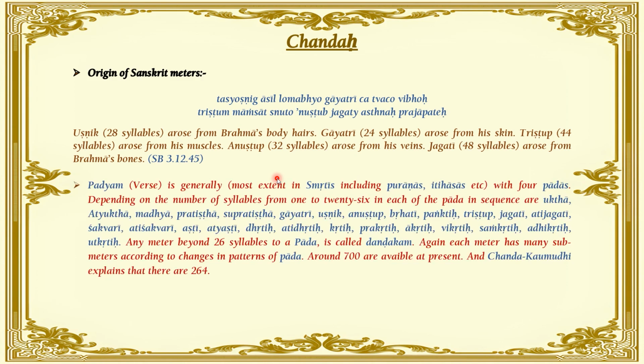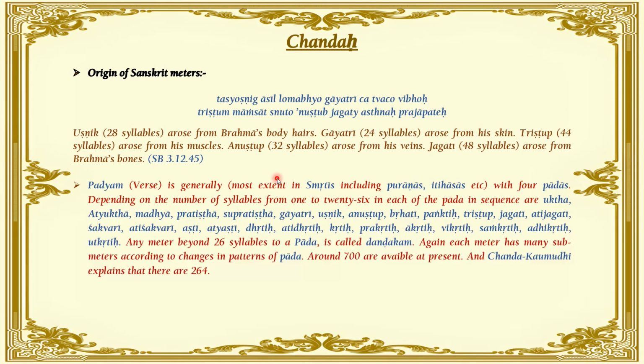Padyam is generally in four padas, depending on the number of syllables from 1 to 26. For the verse, different names are given: Utha, Yutha, Madhya, Pratishta, Supratishta, Gayatri, Ushnik, Anushtup, Brihati, and so on. Anything beyond 26 syllables is referred to as Chandah. There is a specific name also given to it, but in general this is how it can be referred to. If we hear this reference, we should know what it is; one should know what the other person is talking about.